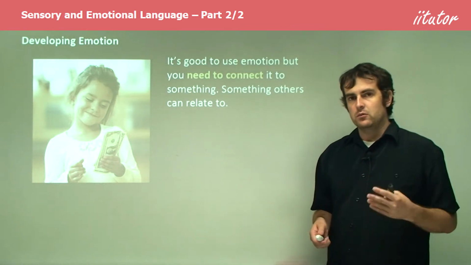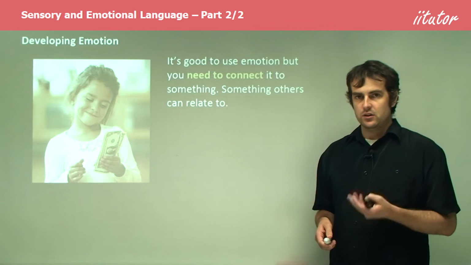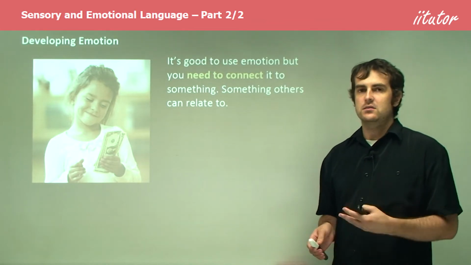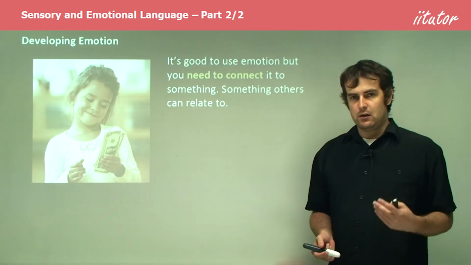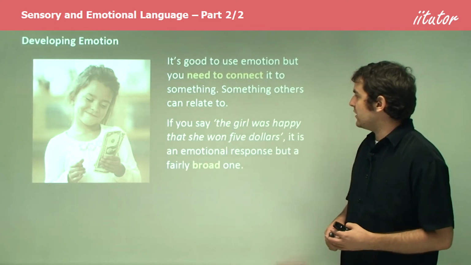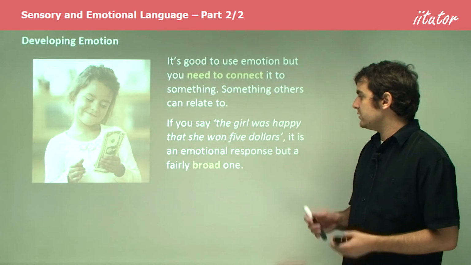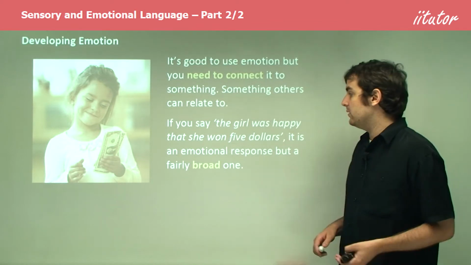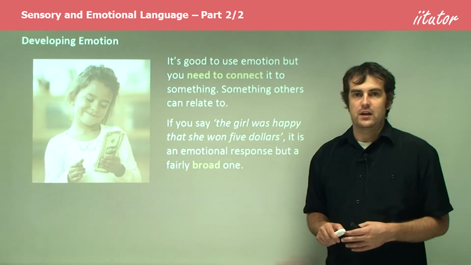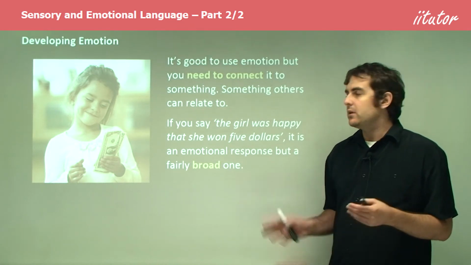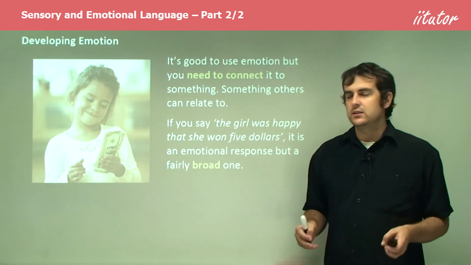The fact that people can relate to it means that you're essentially communicating effectively. And again, this is what you're trying to prove when you're writing a story, that you're able to communicate with people. So for instance, if you say the girl was happy that she won $5, yes, it's an emotional response. She's happy. But it's fairly broad. I mean, anyone would be happy if they got something for nothing. Certainly, it does connect with people, but it can connect with people in a slightly deeper way than that.